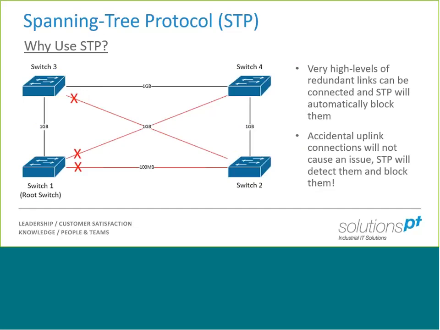Spanning tree will determine their redundant links, and it will just block them. And you could argue that you've got a very high level of redundancy there. You could lose up to 2 or 3 links between your switches and still have connectivity. So if you did choose to have something like that, it's perfectly viable with spanning tree.